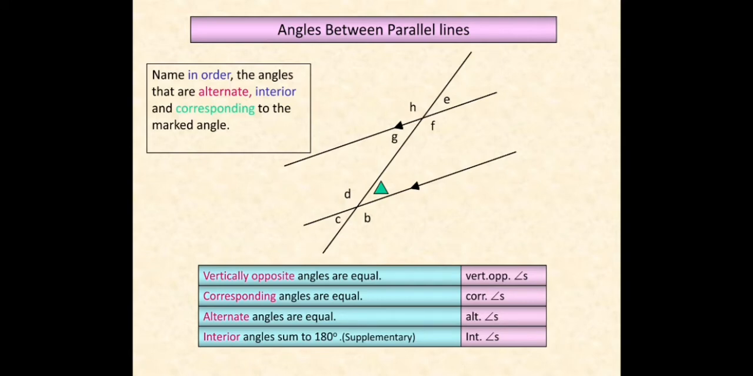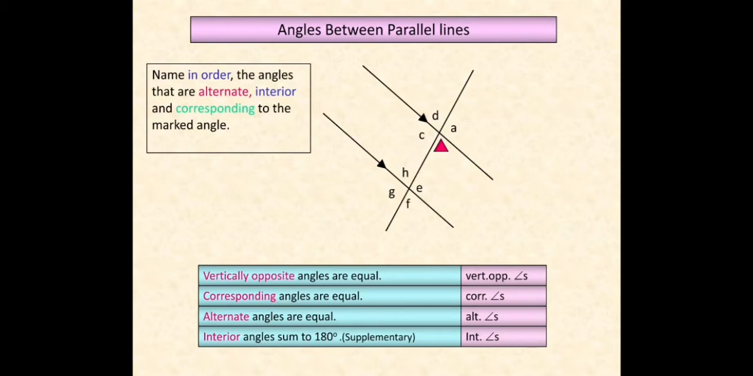Here you need to name in order the angles that are alternate, interior, and corresponding to the marked angle. So we'll start first by alternate. So we have G is alternate with the marked angle, having the form of Z. Also, we have F is the interior with the marked angle. You can see that they are next to each other. They form interior angles. And we have the angle E, which is corresponding with the marked angle.